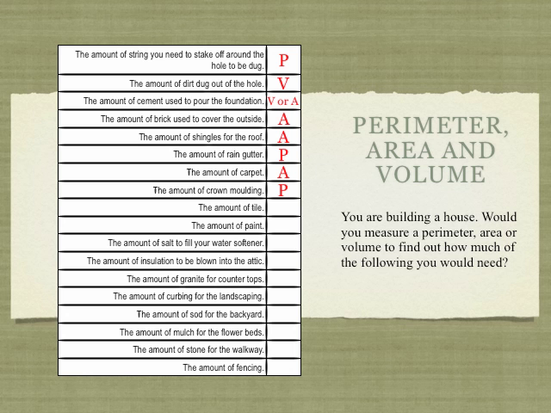How about tile? Tile, you would measure an area, the area of the floor or the walls where you're putting the tile. The amount of paint. This one throws a lot of people off because paint comes in gallon buckets, so you think volume. But what would you measure to know how much paint to use? You'd measure the area of your wall, so you would measure an area.